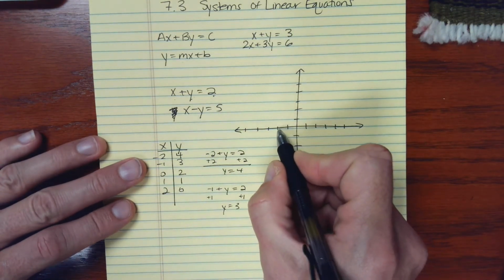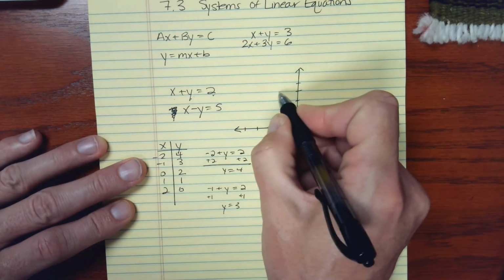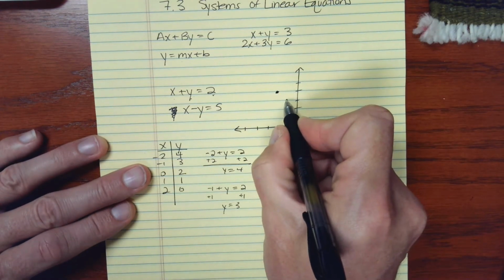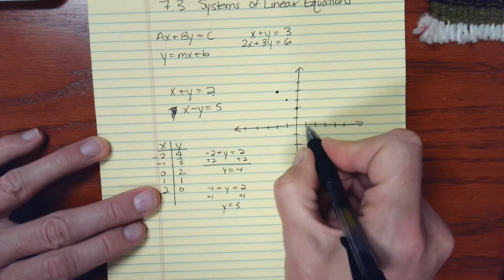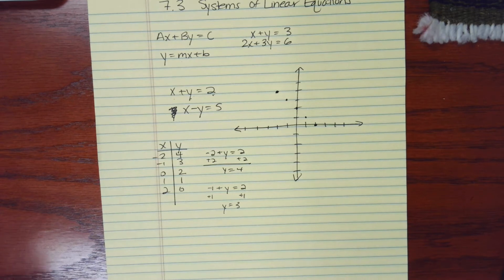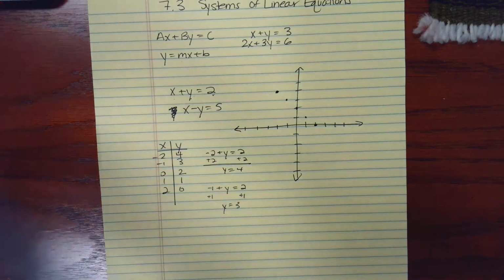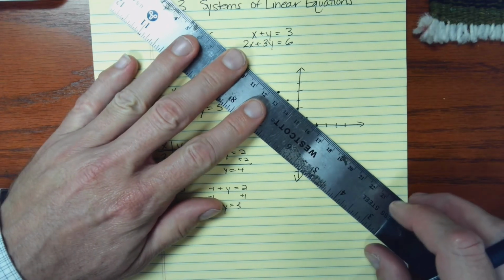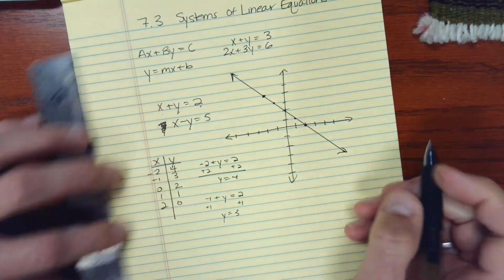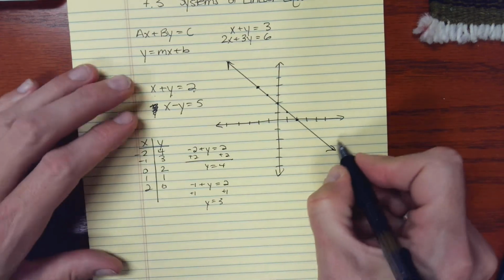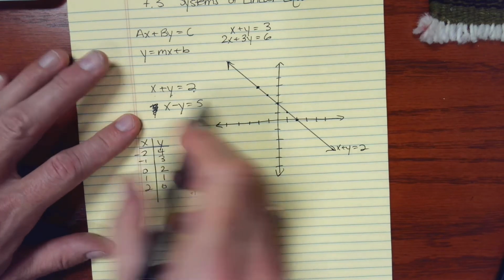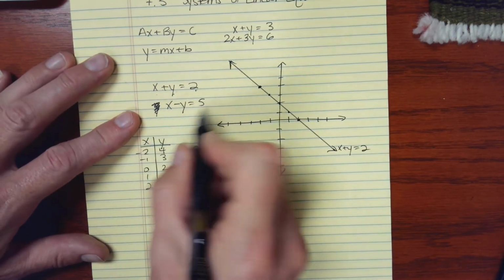I'll start with the point negative 2, 4, negative 1, 3, 0, 2, 1, 1, and 2, 0. And I'll just connect those with a straight edge and cap them with arrows to show that that goes on and on forever, and label this as x plus y equals 2. We can also rearrange this into slope-intercept form. That's what I'll do for the second one.